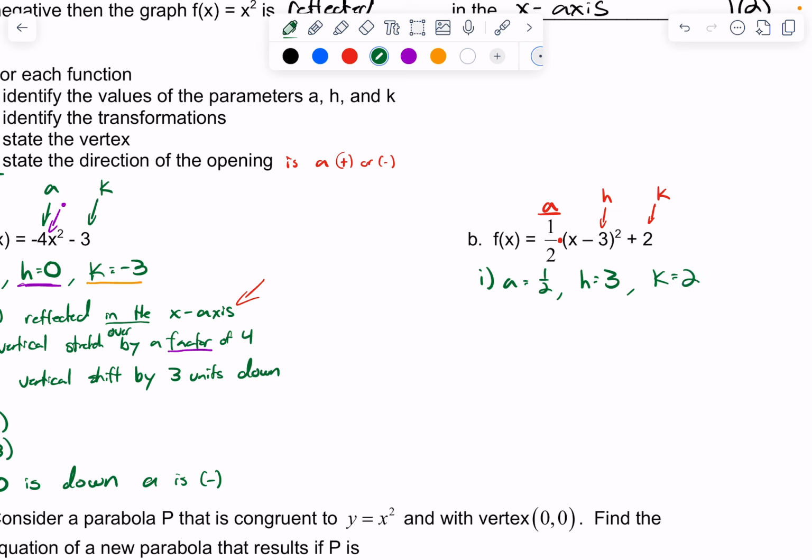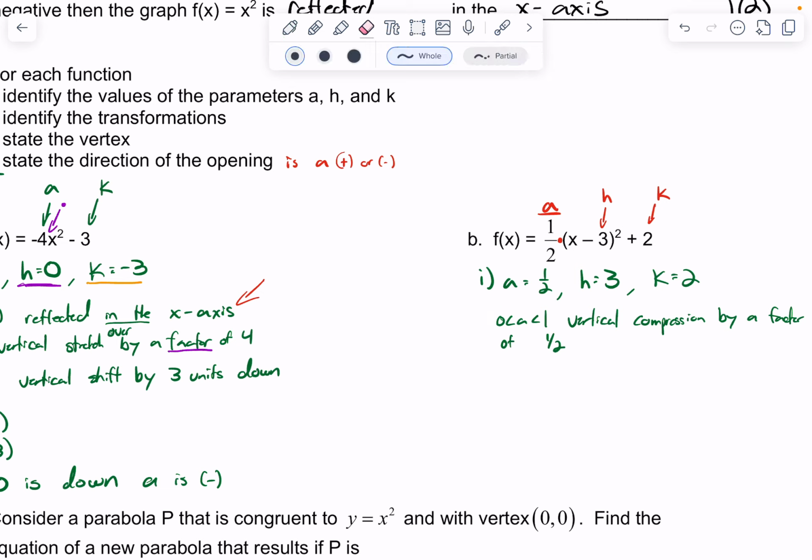K is 2. So the transformations, well, a talks about vertical compressions and stretches. So since a is between 0 and 1, it's not negative, you have a vertical compression. It's being compressed because it's a half. Vertical compression by a factor of 1/2.